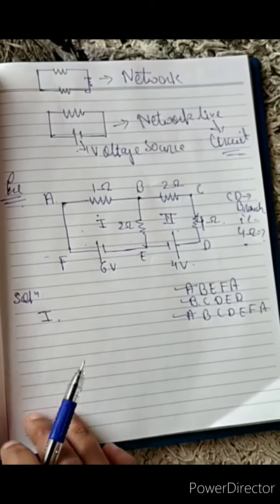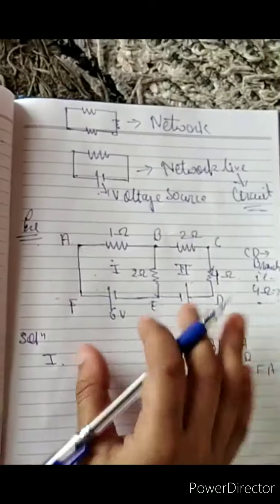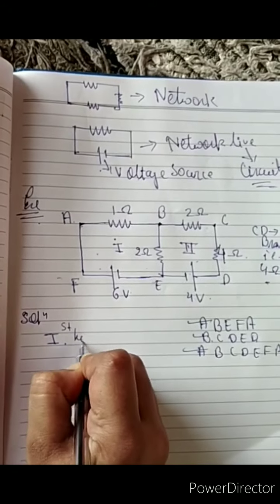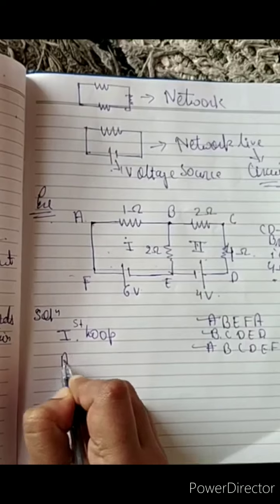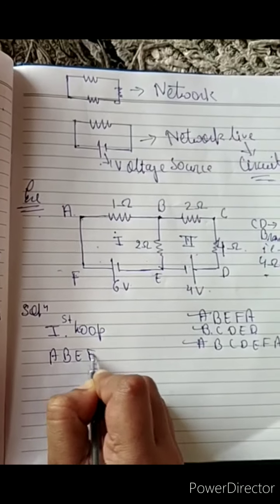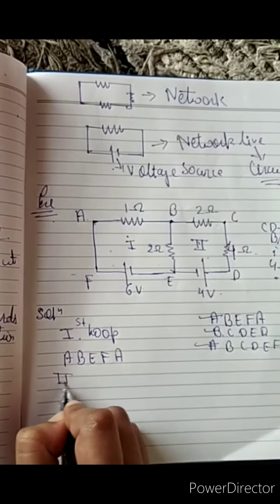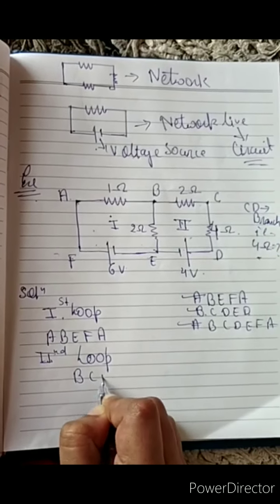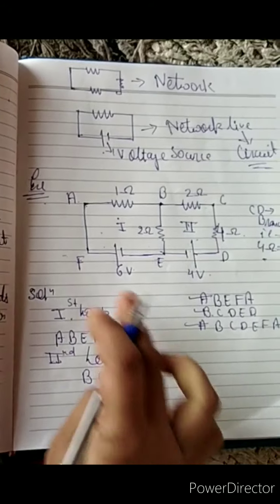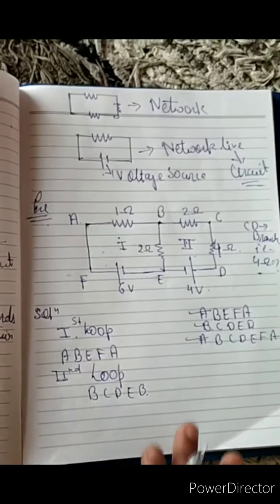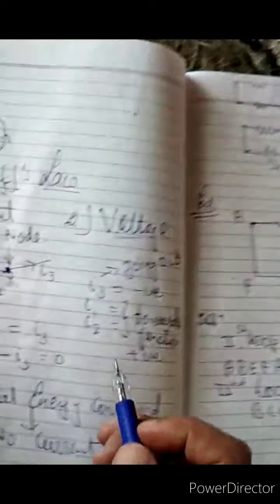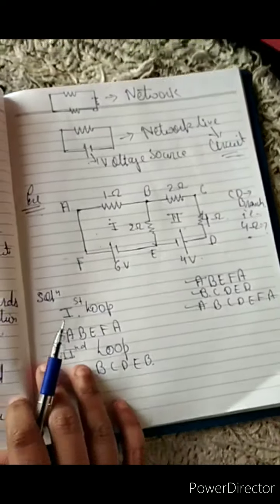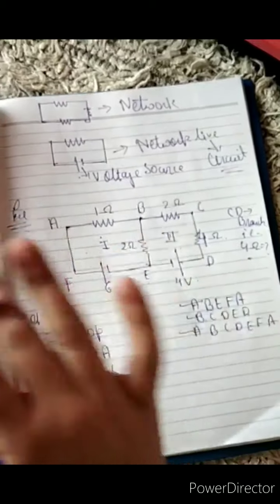First understand the concept. I'm taking 2 loops. My first loop is A, B, E, F and A. And my second loop is B, C, D, E and B. You have to take a closed loop, because we have to apply Kirchhoff's second law, that is the voltage law. So you can take any closed loop.